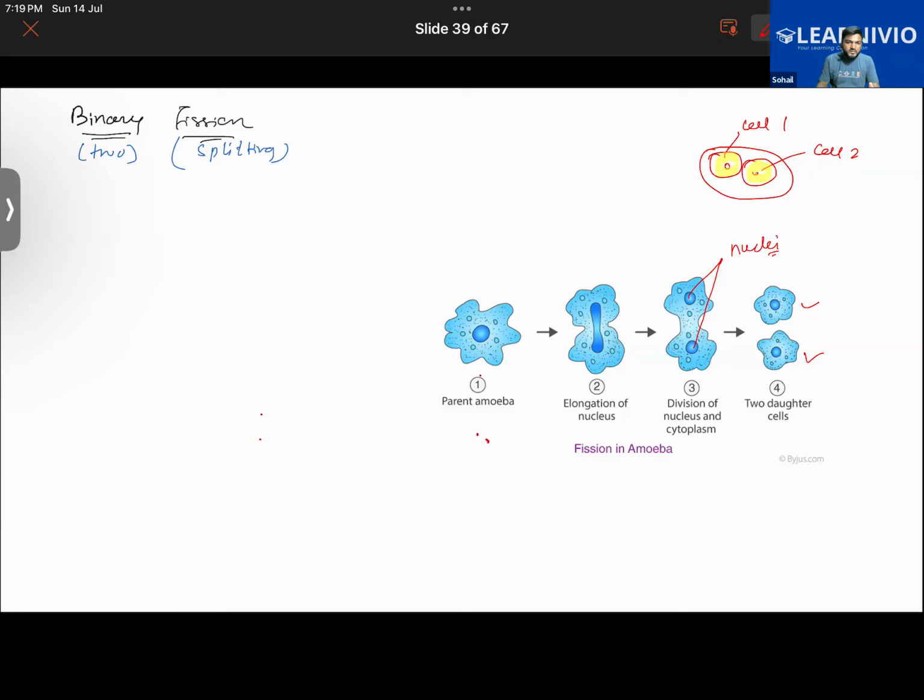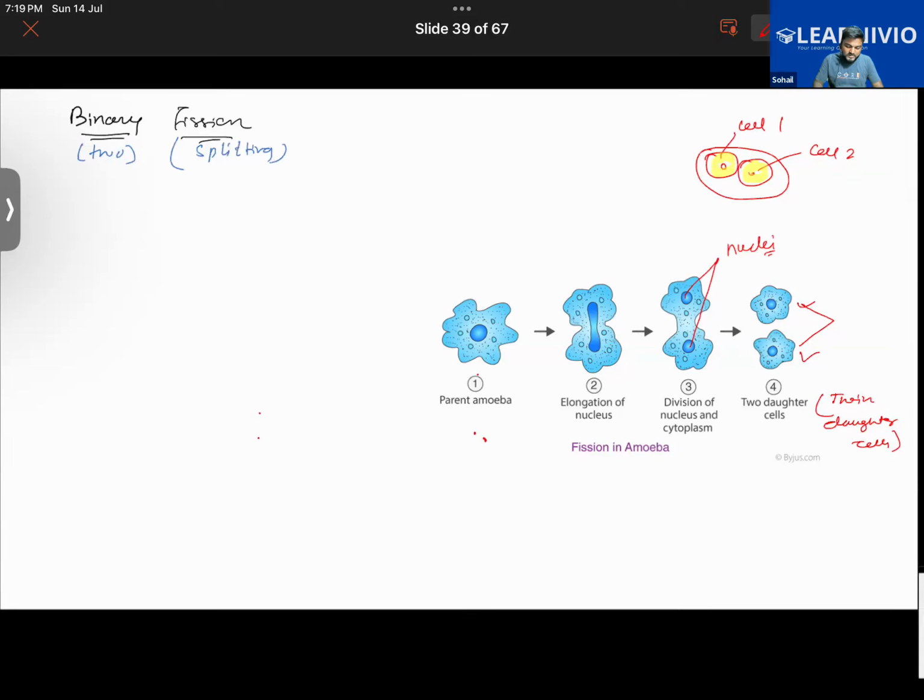In the case of this amoeba, the daughter cells that would be produced would be genetically identical. So they are also called twin daughter cells. Is that clear so far? They are called twin daughter cells because their genetic material would be the same.